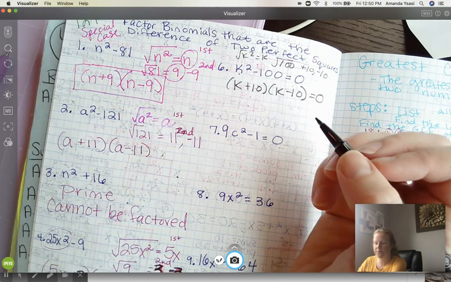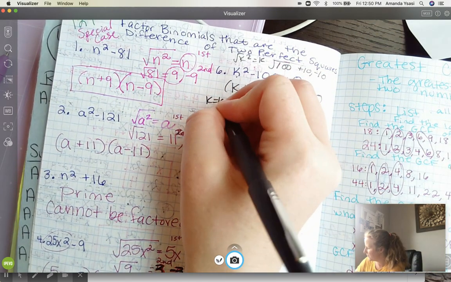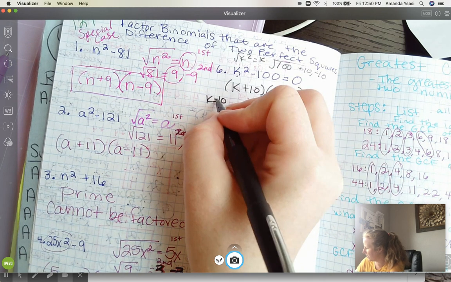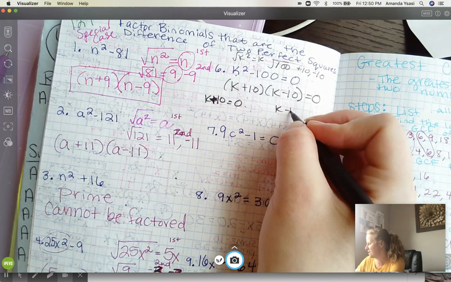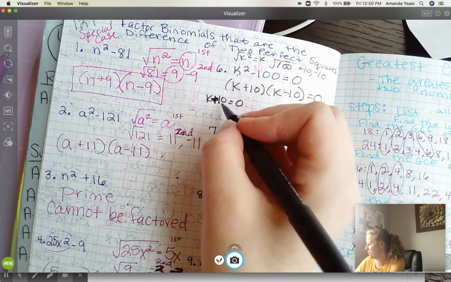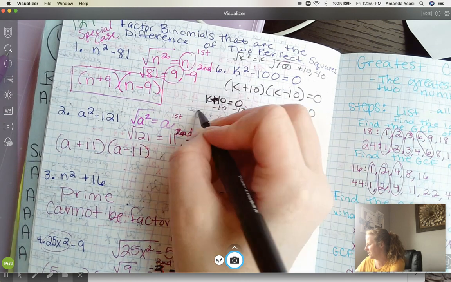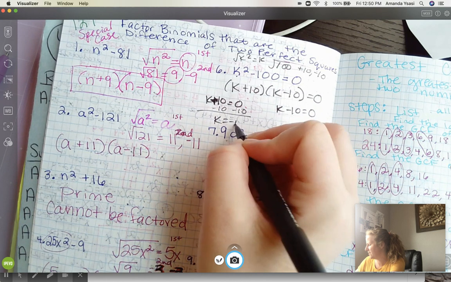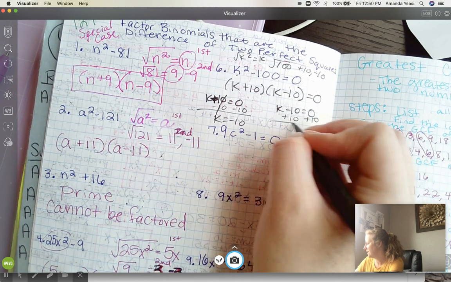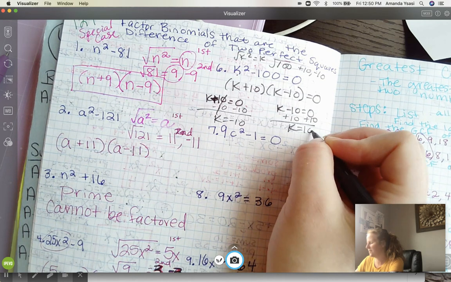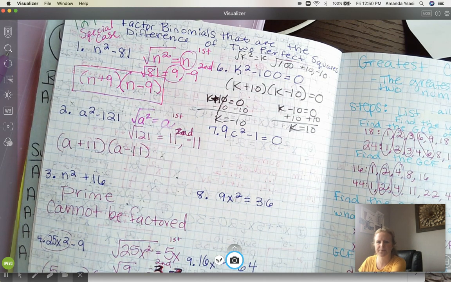So when you solve this, k plus 10 equals 0, and k minus 10 equals 0. So you do minus 10, minus 10. So k equals -10. And then here, plus 10, plus 10. k equals positive 10. So you have those 2 solutions.